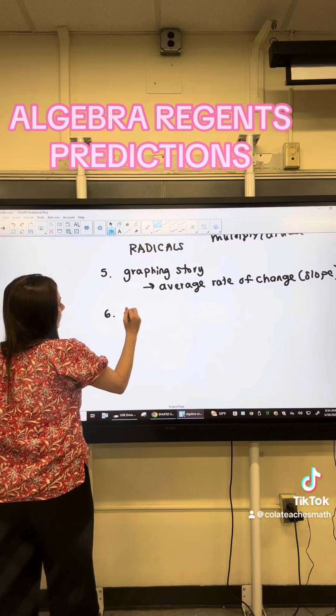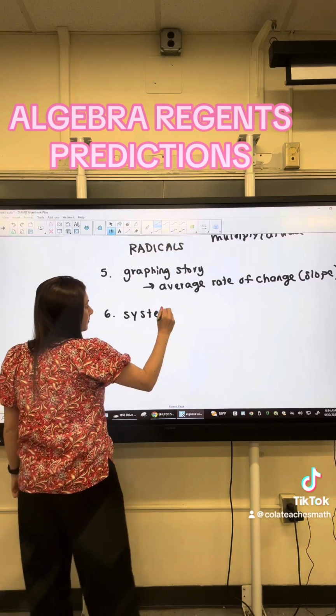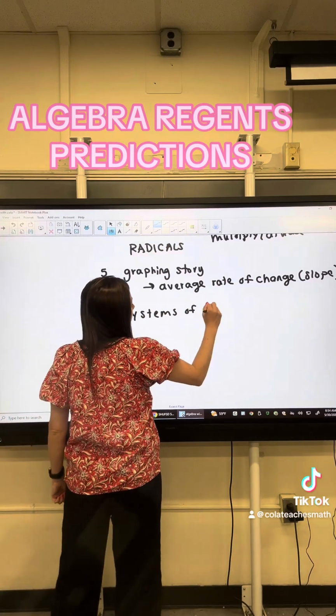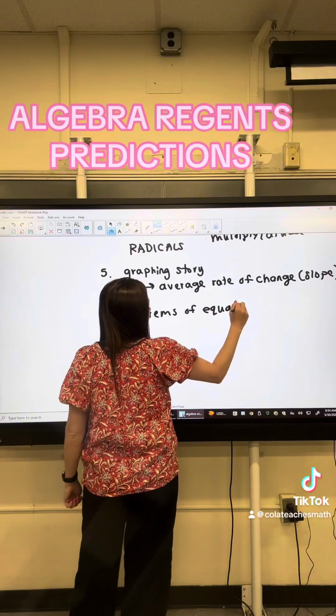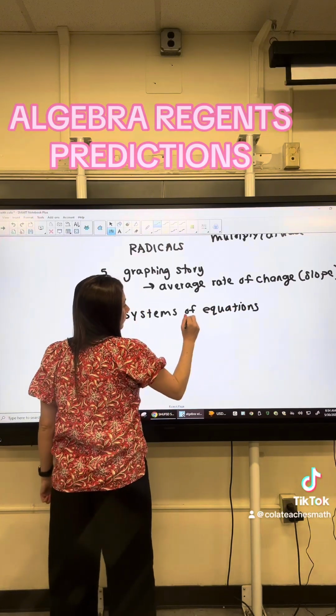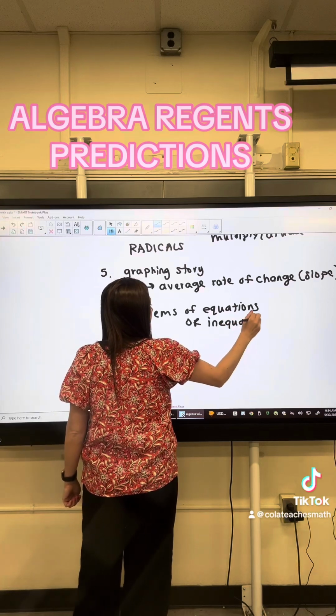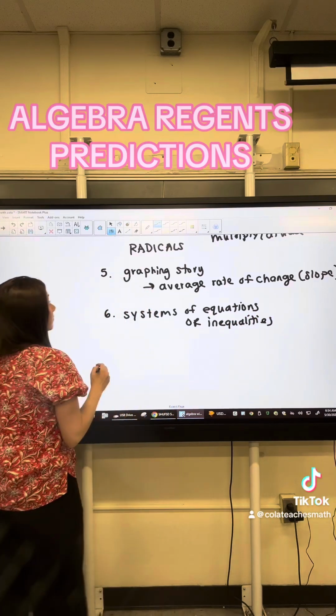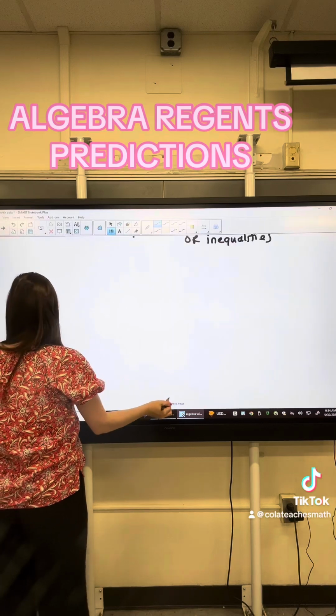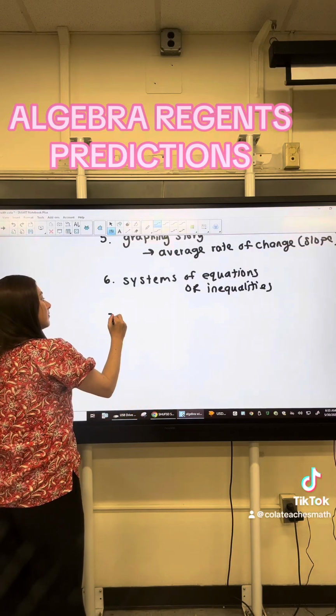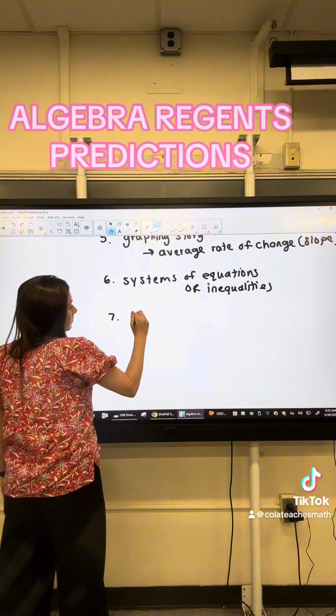Okay, number 6 that I think is going to be on the part 2, 3, or 4 is some sort of systems of equations, okay? Previously with the Common Core Regents, it was the last question. It's definitely going to be on there somewhere. It's either going to be a system of equations and you'll have to solve it algebraically, or system of inequalities, and they're going to make you graph the 2 inequalities and answer some questions about it that way.